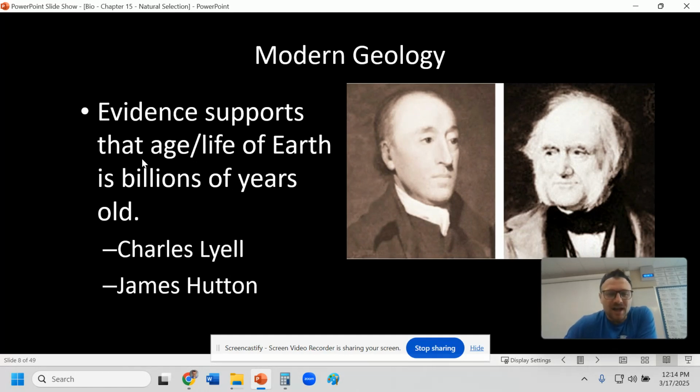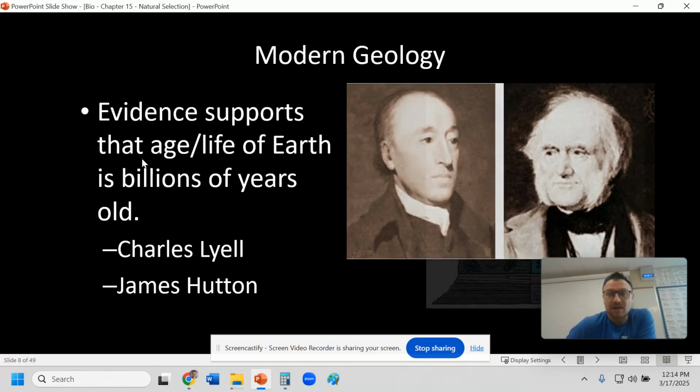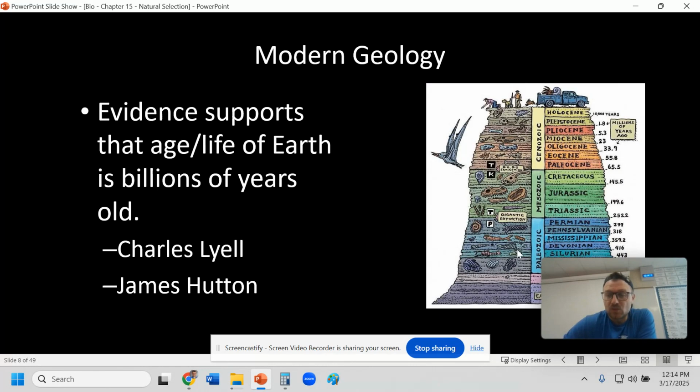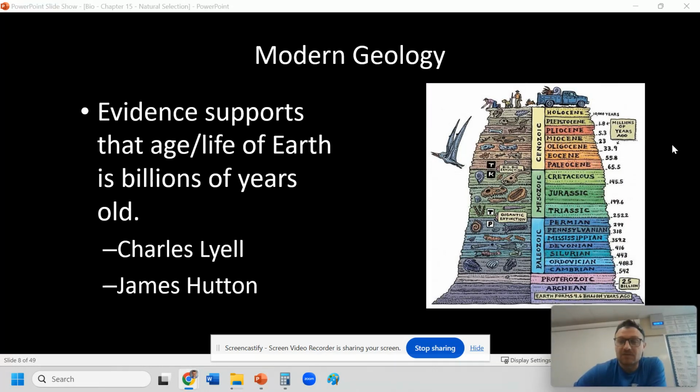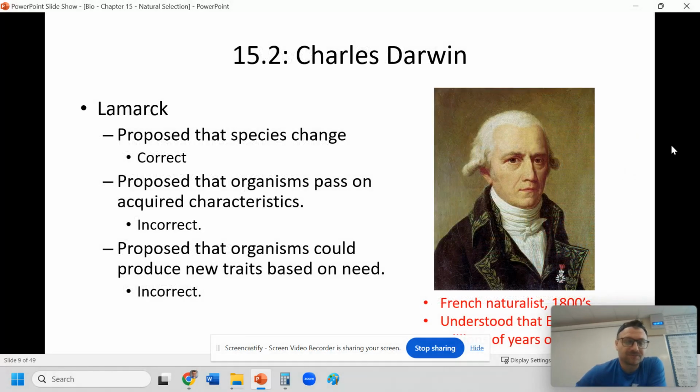There were a couple of geologists, Charles Lyell and James Hutton, that discovered the concept of deep time, and that basically the Earth is billions of years old and not a couple thousand years old. And this is where our understanding of geology really starts to take off.